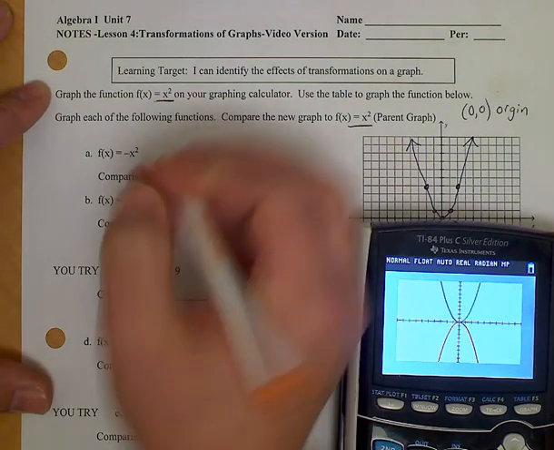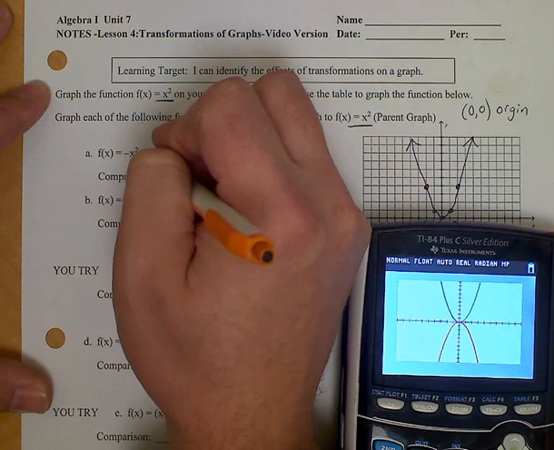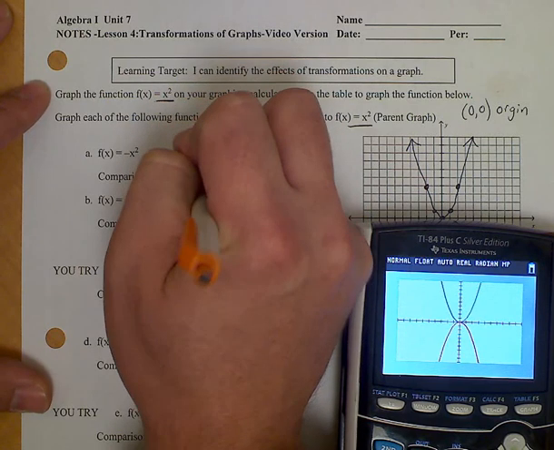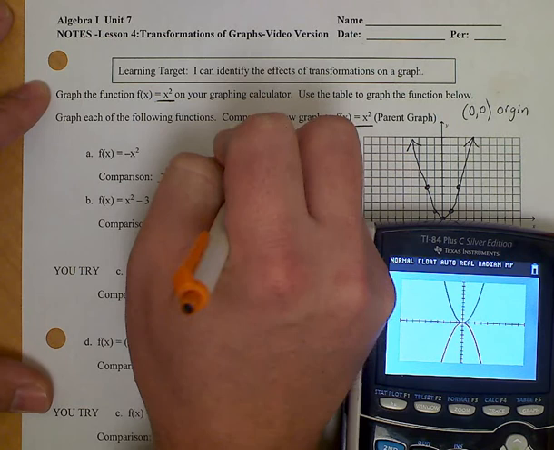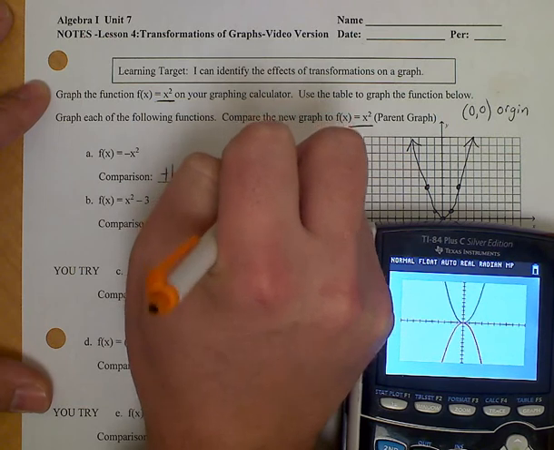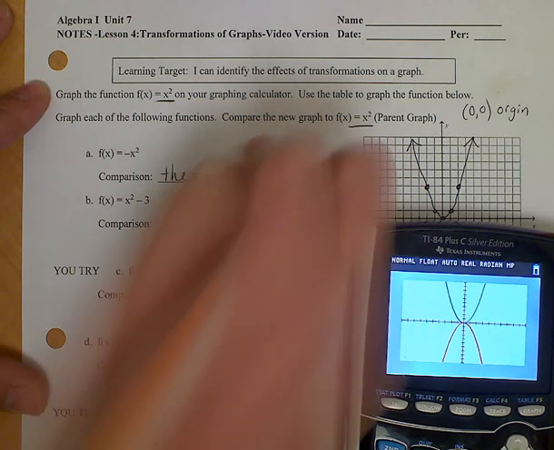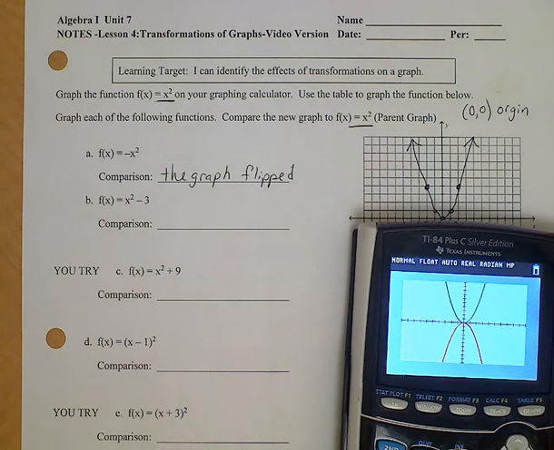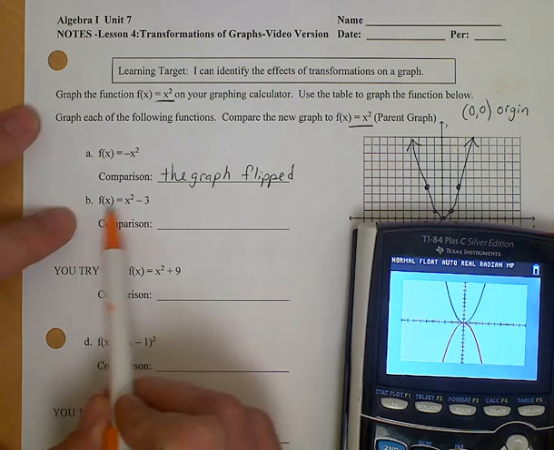So for the comparison, the graph flipped. I'll accept that. That works. It just tells me that it flipped upside down, or it opened downward, something along those lines. That's fine.